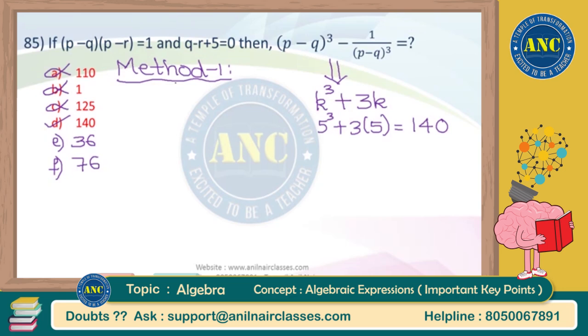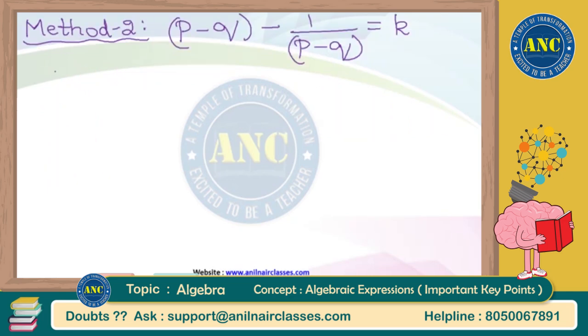Observe carefully. They have given you another condition: Q minus R plus 5 equal to 0. Let me put that equation. Can I say that from this, if I multiply the entire left hand side by minus 1, this becomes minus Q plus R minus 5? Right hand side also, 0 into minus 1 is 0.